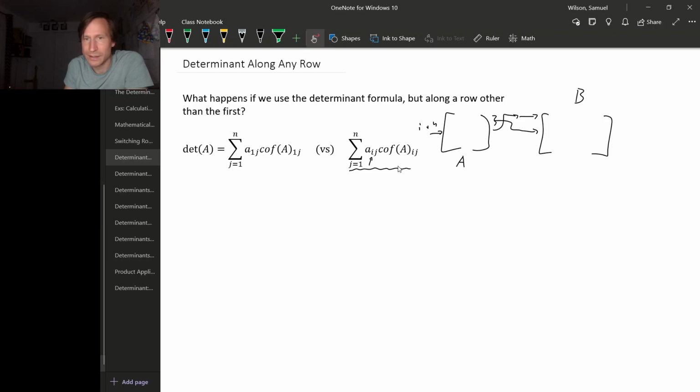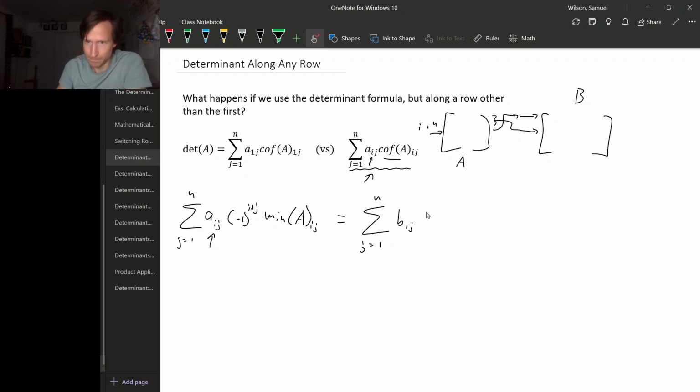So let's write down this expansion. So this is the sum from j equals 1 to n, a_ij, and then this cofactor is (-1)^(i+j) times the minor of A with the ith row and jth column removed. Well, let's write this in terms of B, because going across the ith row of A is like going across the first row of B. So these a_ij, those are the ith row of A. So that's the first row of B, so b_1j times (-1)^(i+j) times some minor of B. But what minor of B is it?